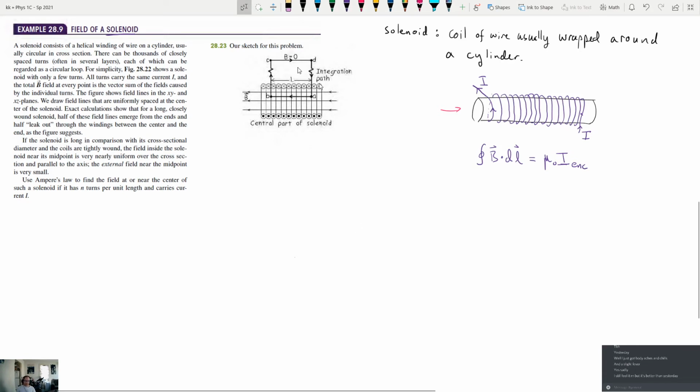So here's our integration path. We're going to go from A to B. And then the way that they've drawn this, their idea is these little jagged lines right here, they look kind of like resistors. They just mean that points C and D are really far away from the solenoid, because you're free to do that, right? We can choose whatever integration path we want.